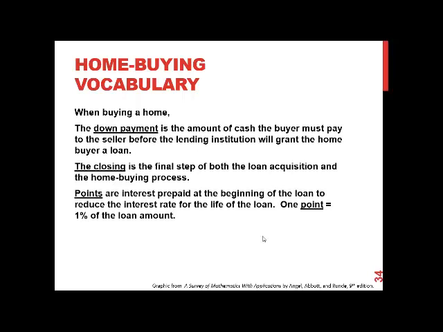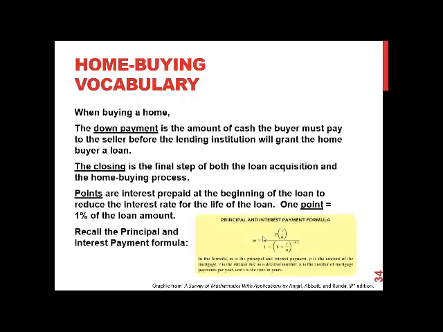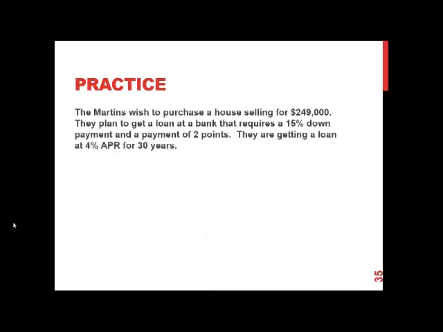Points are interest that you prepay at the beginning of the loan in order to reduce the interest rate for the life of the loan. 1 point is 1% of the loan amount. Now we can recall this principal and interest payment formula, and we recall that we didn't want to use it, and therefore we're still not going to use it. So we're going to use a table for the mortgages. The table has a slightly different format. We'll see that in just a moment.